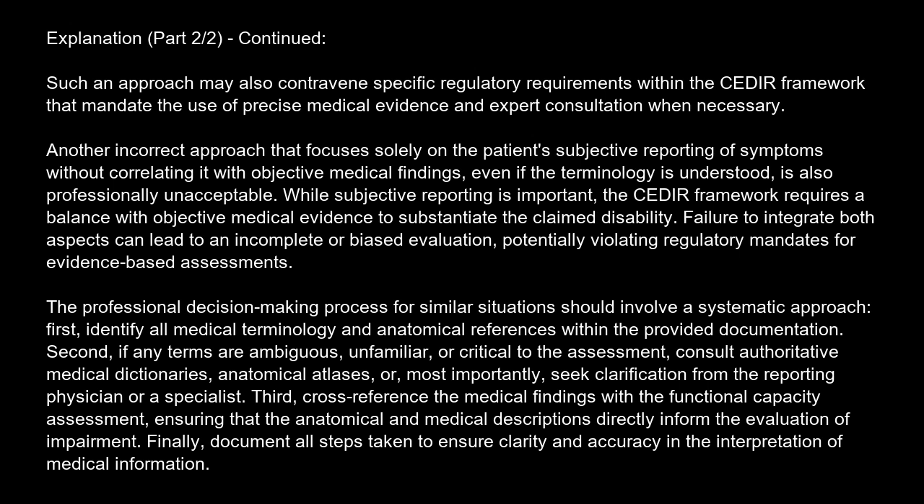The professional decision-making process for similar situations should involve a systematic approach. First, identify all medical terminology and anatomical references within the provided documentation. Second, if any terms are ambiguous, unfamiliar, or critical to the assessment, consult authoritative medical dictionaries, anatomical atlases, or, most importantly, seek clarification from the reporting physician or a specialist. Third, cross-reference the medical findings with the functional capacity assessment, ensuring that the anatomical and medical descriptions directly inform the evaluation of impairment. Finally, document all steps taken to ensure clarity and accuracy in the interpretation of medical information.